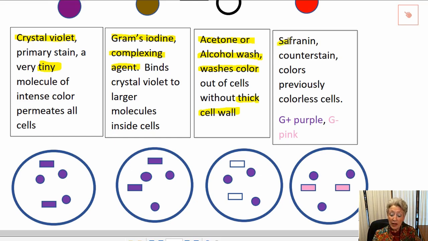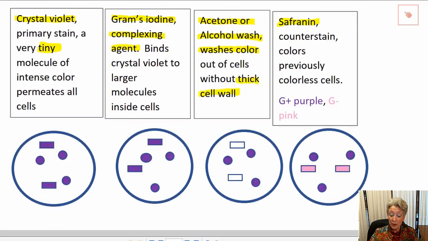My final step is a counterstain, safranin, which is pink, and when I add that, the pink dye will become visible in the cells that were stain-free at the previous step, the ones who had the thin cell wall, and so at the end, I will have the gram-negatives being pink and the gram-positives being purple. Safranin goes into the gram-positives, it's just that it's difficult to see the difference between a little additional pink when you're looking at something that is already intensely purple.